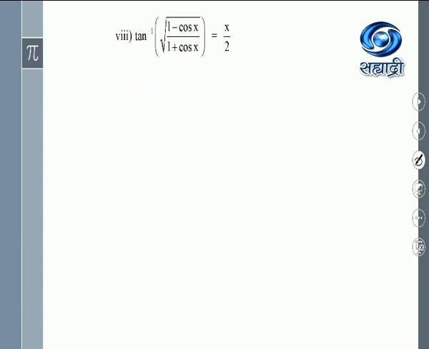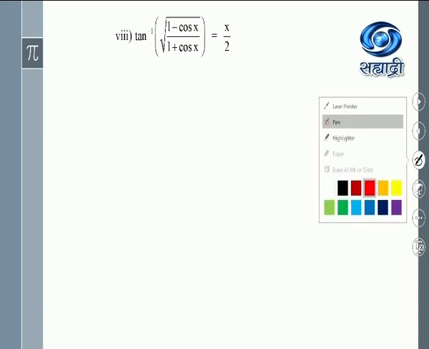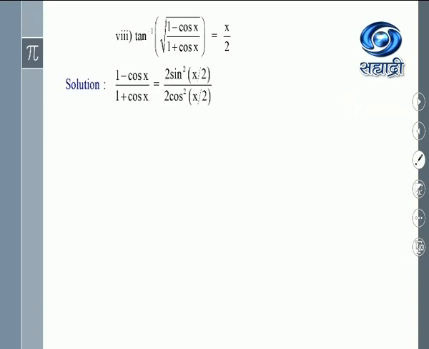Now sum number 8. Tan inverse of root of (1 minus cos x) upon (1 plus cos x) is equal to x upon 2. Again we are proving LHS is equal to RHS. But before that, first we simplify the quantity under the radical sign, which is (1 minus cos x) upon (1 plus cos x). This is the standard formula often used in calculus and trigonometry. Therefore, you have to learn it by heart.